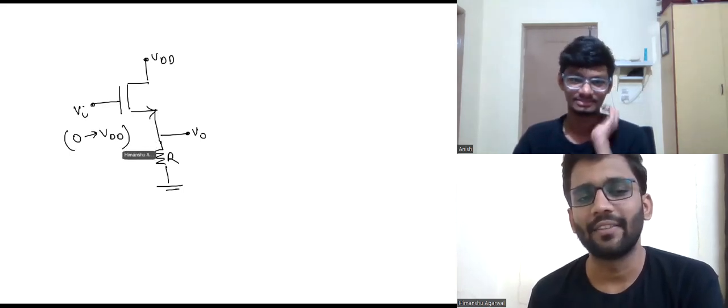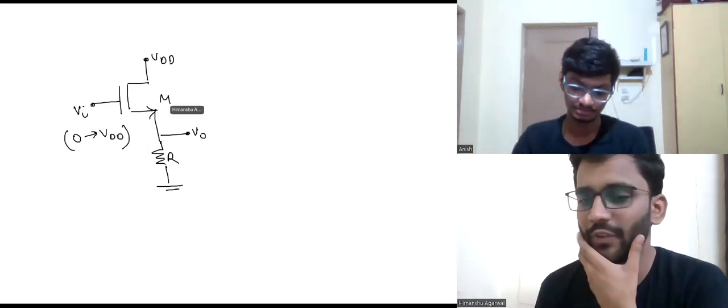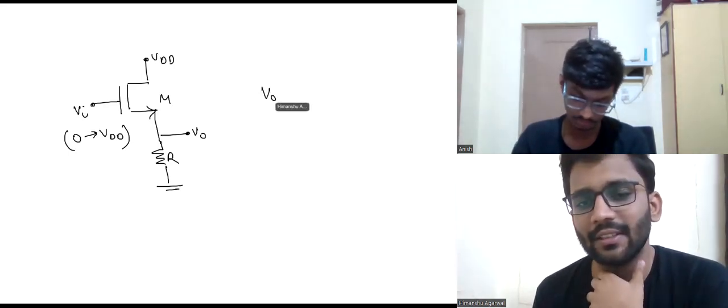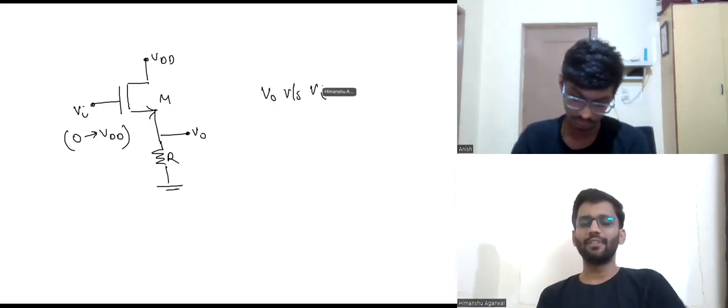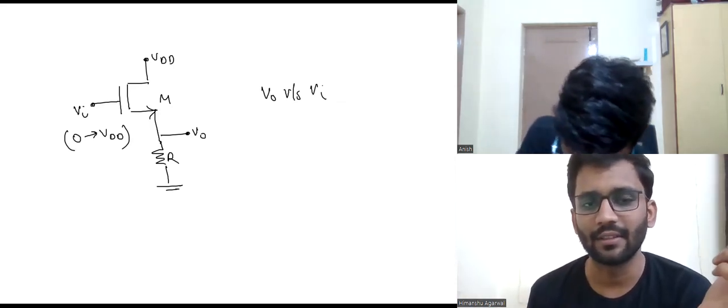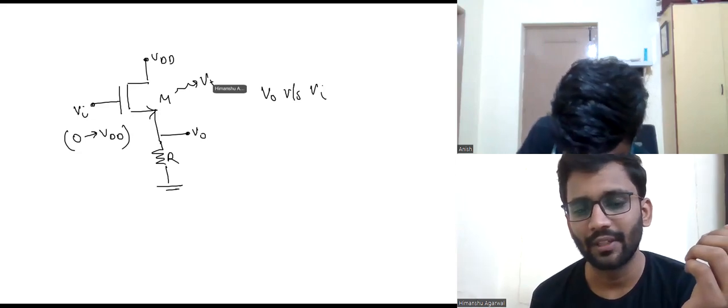Yeah. So this is the NMOS we are having. The input is increasing from 0 to VDD. You have to plot V naught versus V in. As I sweep V in, what should be the V naught value? We assume some VT. Yeah, so let's plot it here.